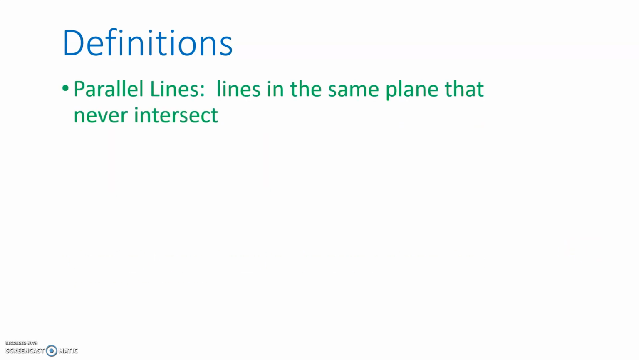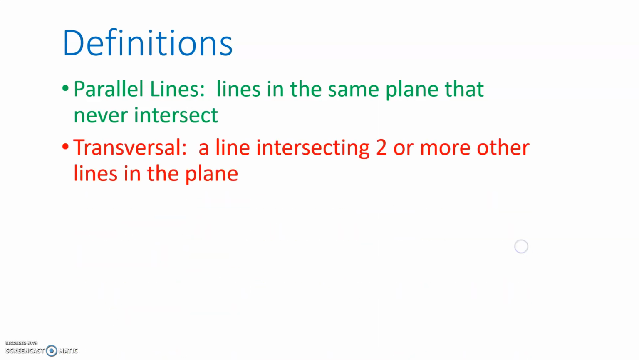We've already talked about this one, parallel lines: lines in the same plane, on the same flat surface, that never intersect. A transversal is a line intersecting two or more other lines in the plane. Notice it says intersecting two or more other lines. It doesn't say intersecting two or more other parallel lines in the plane, even though that's what we're going to concentrate on today.